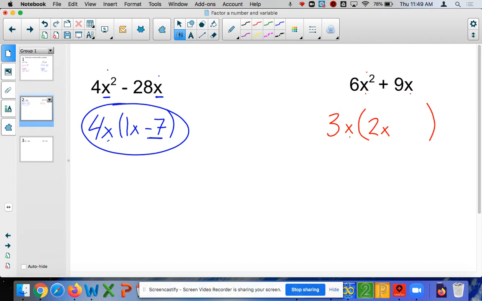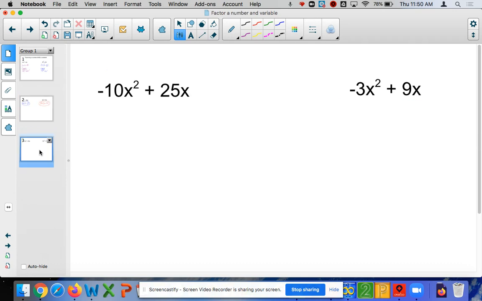Now we ask ourselves, 3 times what gets you 9? And that's a 3. In fact, that's a positive 3. And we don't need to add another x there because I've got 1x right there and I've got 1x up there. So I don't have any extra x's I need to worry about.